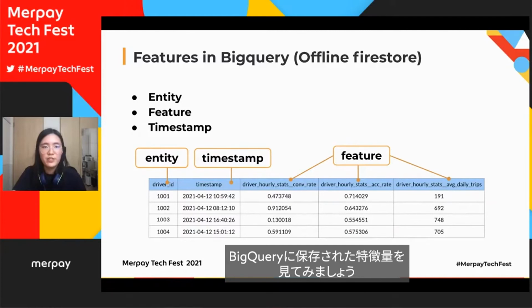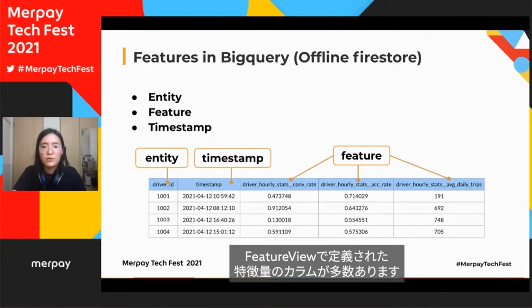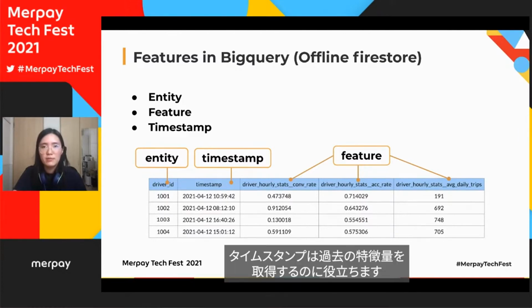Let's look at the features saved in BigQuery. Their schema is like this table. We have a column for entity ID, a column for timestamp, and lots of columns for features defined in this feature view. By the way, the timestamp here is for helping us get historical features.